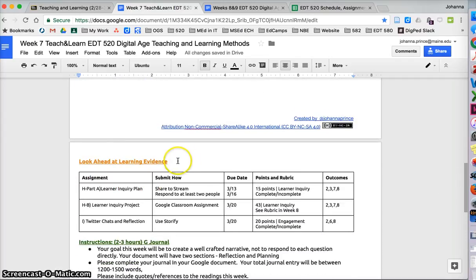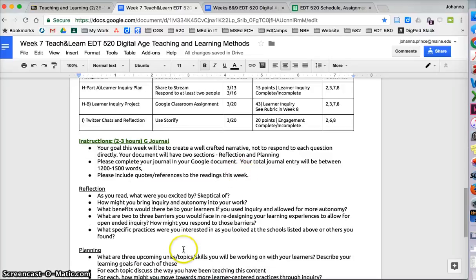What I've also done is I've given you a look ahead at the learning evidence that's coming up in the next 2 weeks so that you can begin to think about it, because that Twitter chat and reflection you'll need to get a start on now, and you may want to get a start on the learner inquiry plan. You'll remember that's a bigger portion of your grade than some of the weekly assignments.